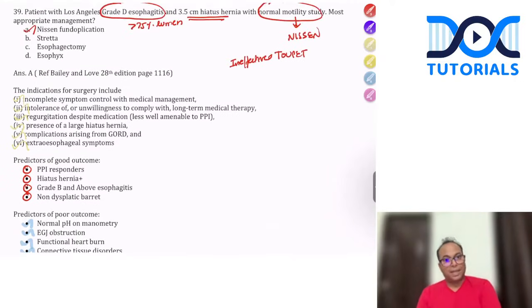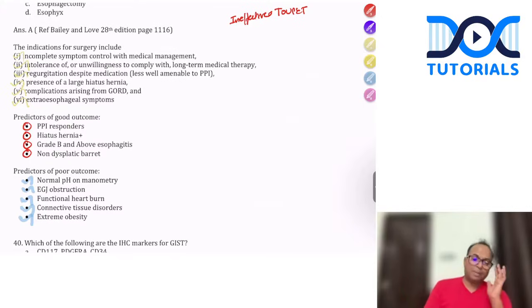poor outcome. This paragraph is a repeat question from the exam. Please remember this paragraph. It's a repeat question for NEET PG as well as NEET SS. Okay, don't forget.